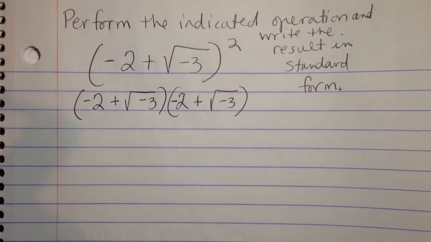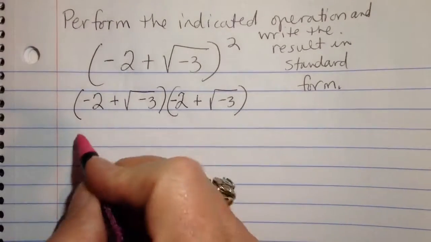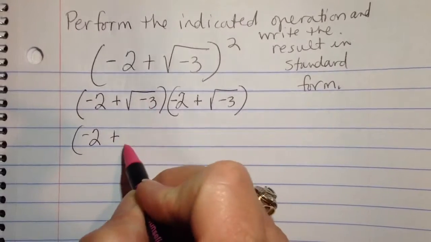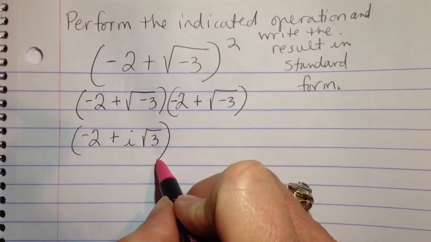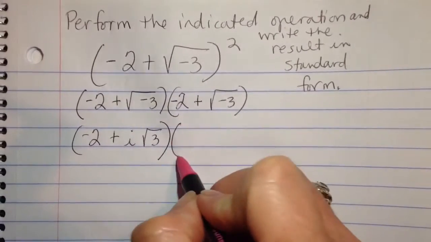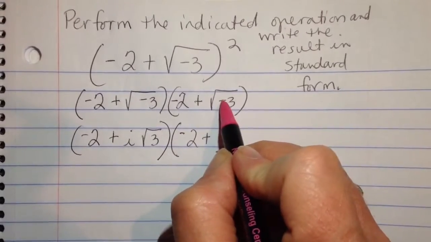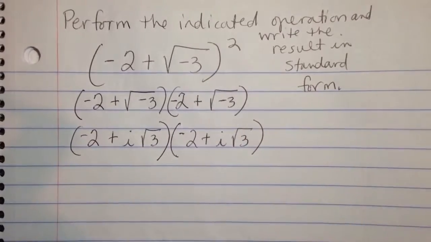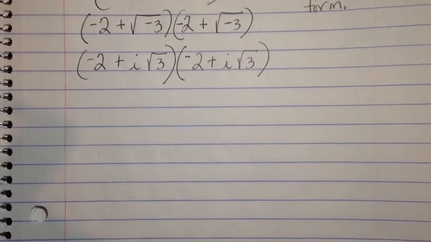But before I begin my FOILing process, I see that I have negatives under the radical. Therefore, I need to pull out the square root of negative 1, which comes out as i, leaving the square root of 3 under, because I cannot take the square root of 3. Next, I have negative 2 plus, again, the square root of negative 1 comes out as i, and the square root of 3 stays under. So now I have two binomials to FOIL.